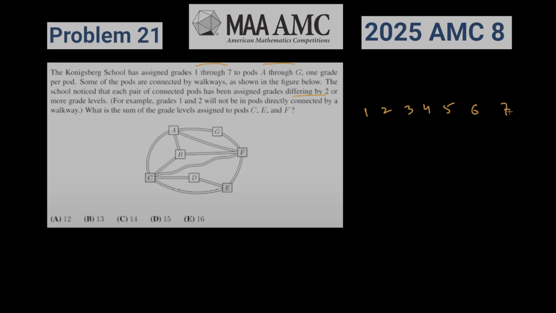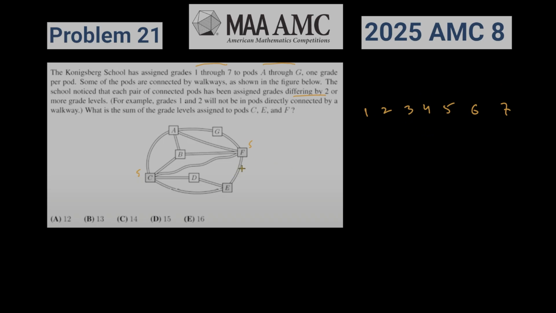let me write down the grade levels here. So first off, let's observe that C is connected to 1, 2, 3, 4, 5 other pods. F is also connected to 5 other pods. Now, if F is connected to 5 other pods, that means the only possibility we have for F is either 1 or 7, and the same goes for C. Because if it's, let's say, 1, there are 5 other pods which have to differ by 2 or more, right? So it has to be at the very end to make it possible.